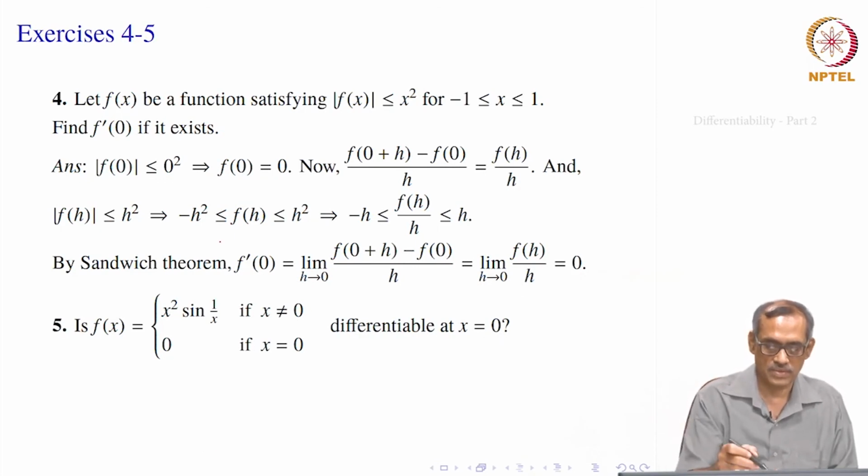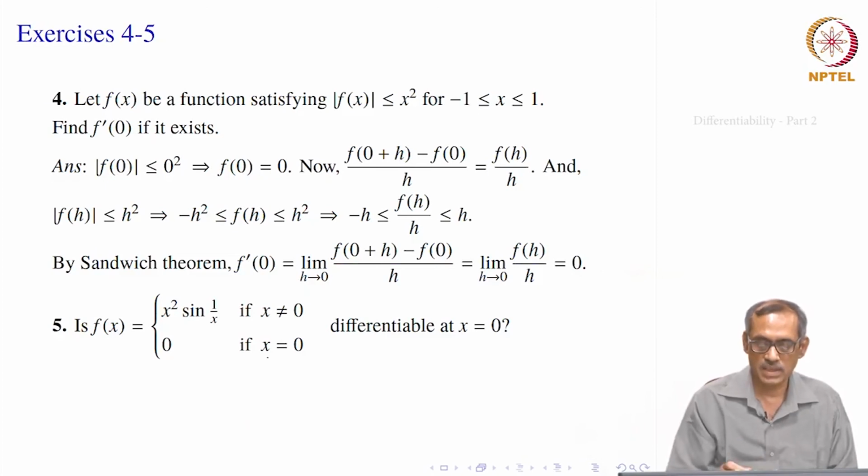It is based on this idea. So, f of x equal to x square sin 1 by x if x is non-zero, and 0 if x equal to 0. See that sin 1 by x, since 1 by x is there, it is not defined at x equal to 0. So, we are defining it at 0 separately. We will say its value is 0 at x equal to 0. Is it differentiable at x equal to 0?